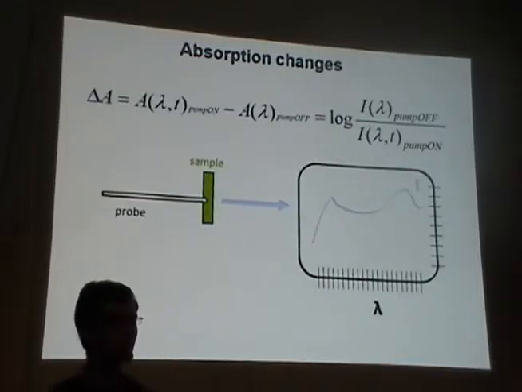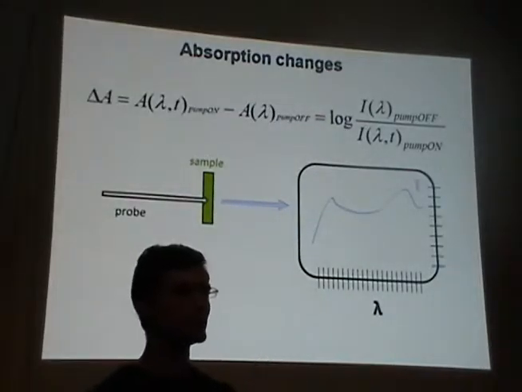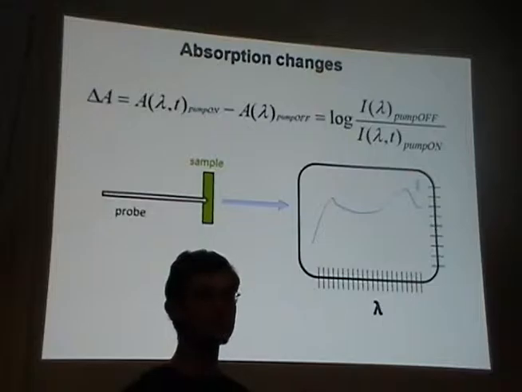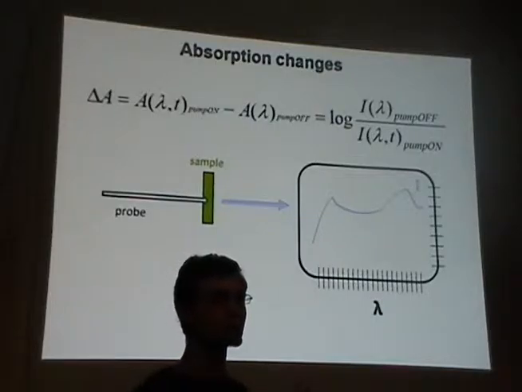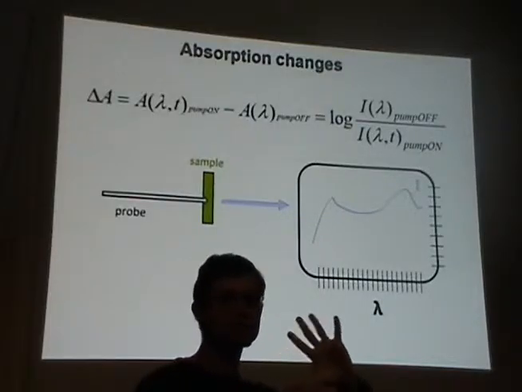So then you can see what changes the pump has induced with respect to the probe. So this is then called the absorption of the pump on minus absorption of the pump off. And this is simply obtained by using the shutter.